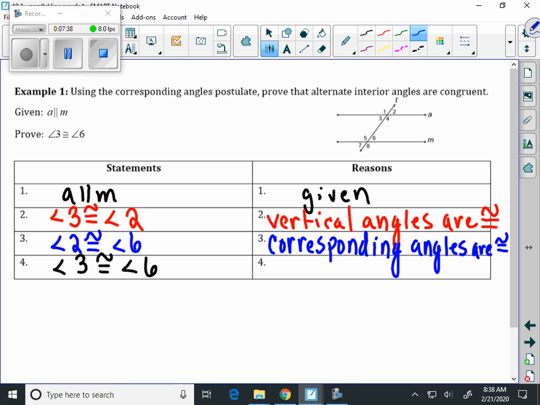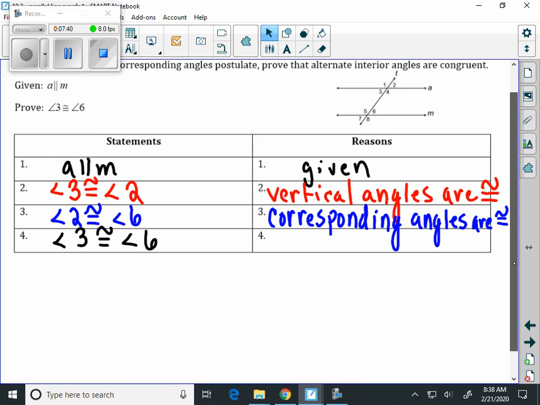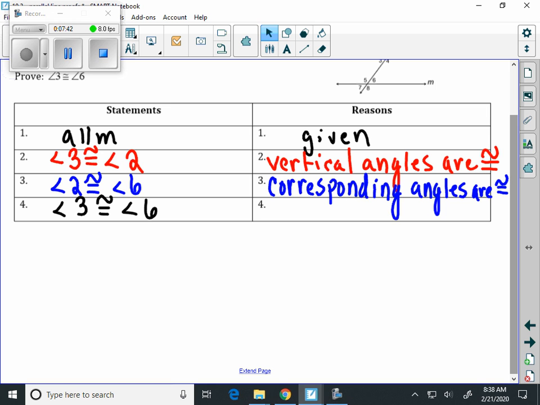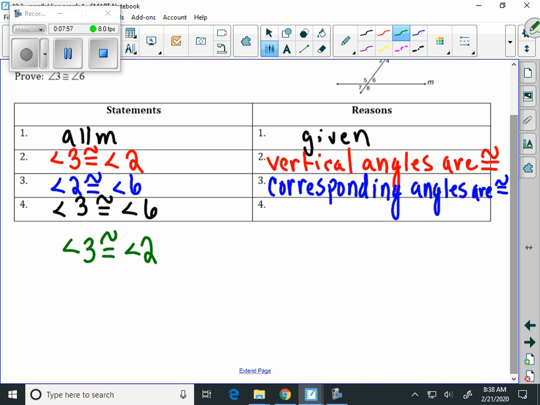And now what we have, we've got angle 3 is congruent to angle 2. Angle 2 is congruent to angle 6. And now angle 3 is congruent to angle 6. We already know that. Sometimes this might help. And I know you don't have a lot of space on your paper, but angle 3 is congruent to angle 2. Angle 2 is congruent to angle 6.